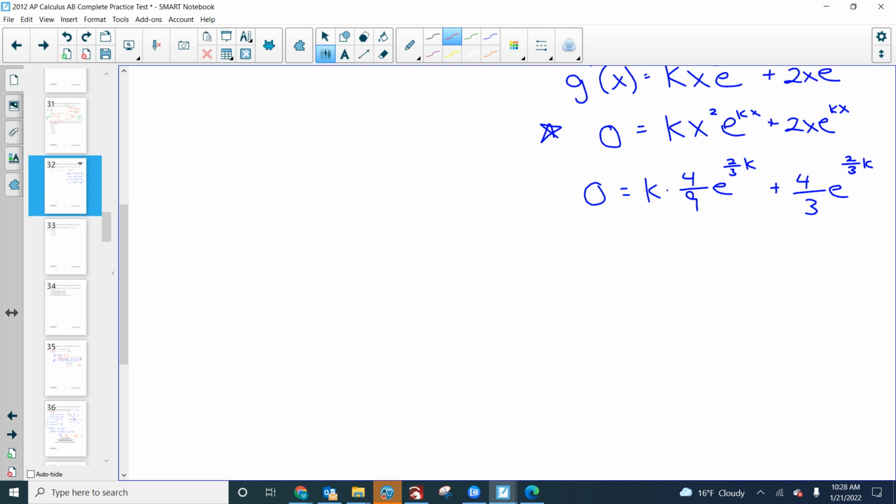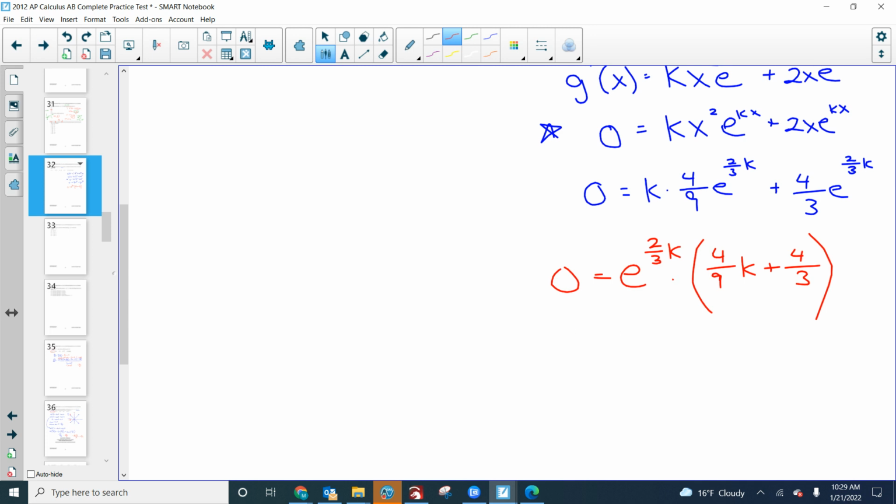What's the safe thing to do? Wait for the light to turn green. No. Factor out e to the 2/3 k. What's left inside? 4/9 k plus 4/3. Are you with me? So Cole is not wrong, but this is the safe bet. Factor out an e to the 2/3 k.